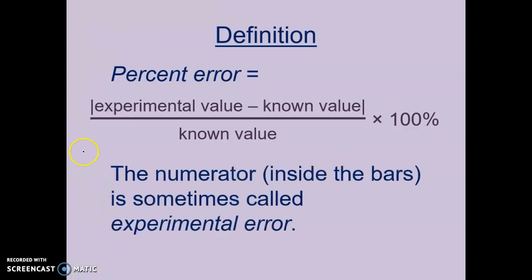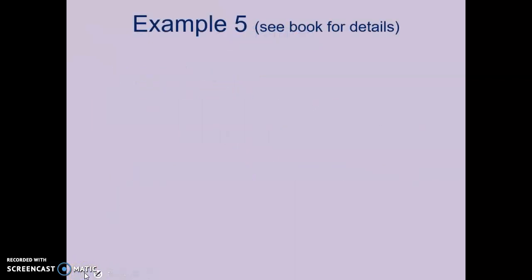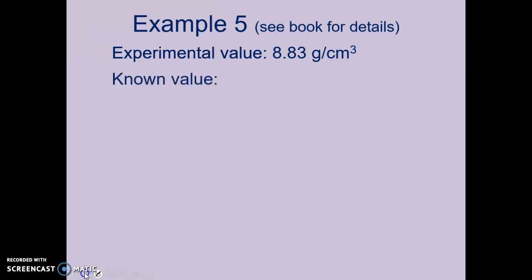The numerator, which is inside the absolute value bars, is sometimes called the experimental error, taking the value that you get in your experiment minus what we know the value should be. All right, in example 5 in our book, Jonah determines the density of copper to be 8.83 grams per centimeter cubed. But the known value of copper's density is 8.96 grams per centimeter cubed. Determine Jonah's experimental error and his percent error. So this is what he finds, 8.83, but the known value is 8.96.